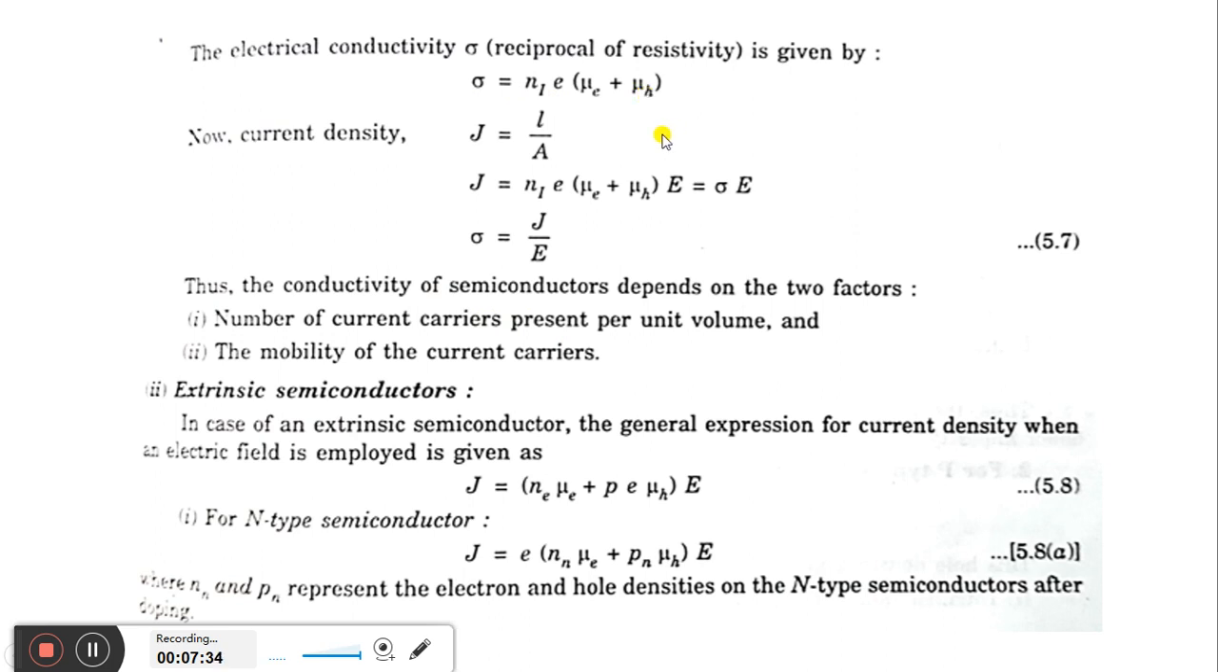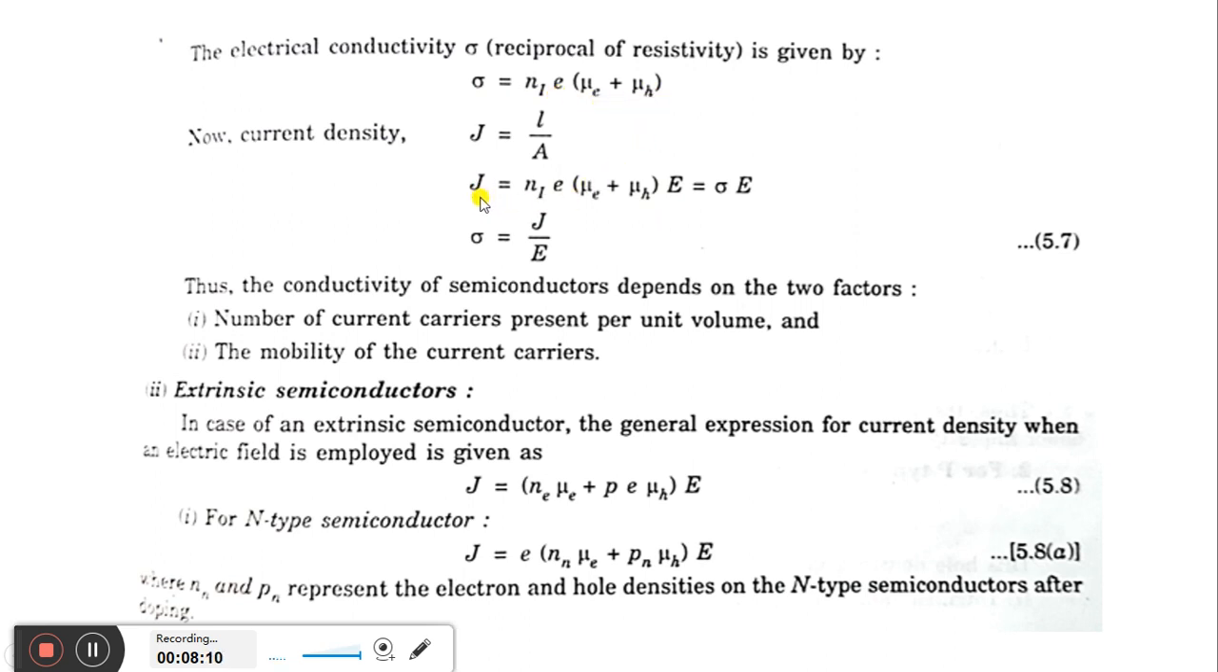Now we can write the current density J equals I by A. So what is the current density? Already we have derived the conductivity, n i e (mu e plus mu h). So straightaway we can write the current density J equals sigma E. And what is sigma? Sigma is the conductivity, which is nothing but n i e (mu e plus mu h).